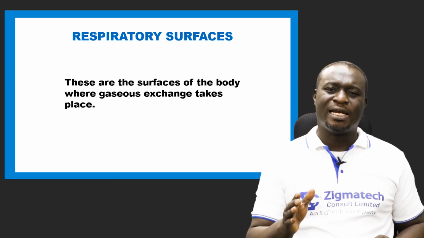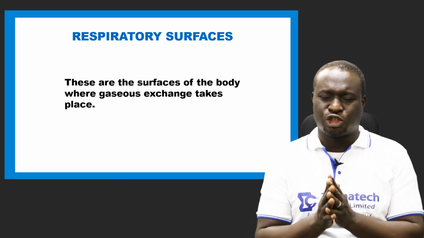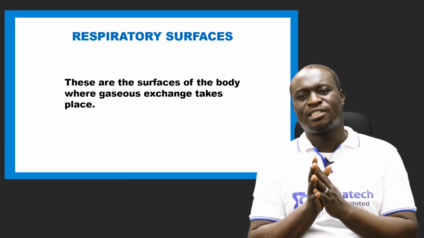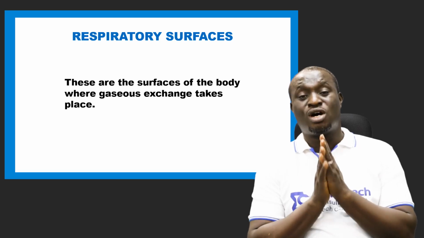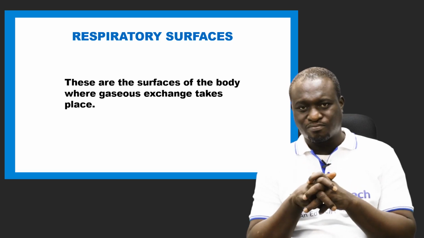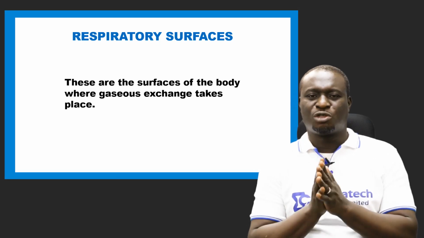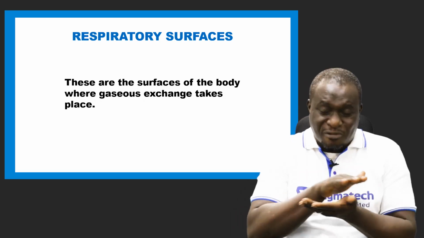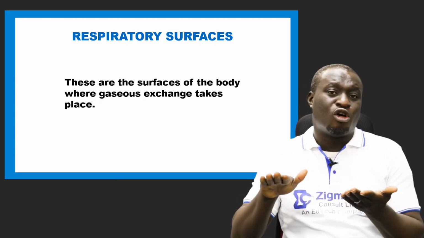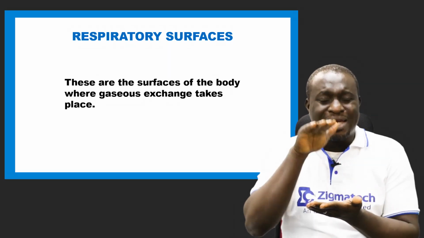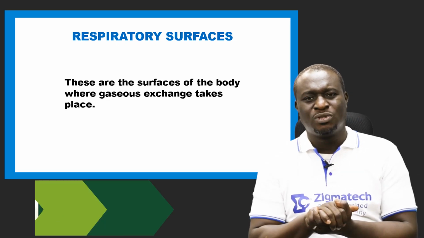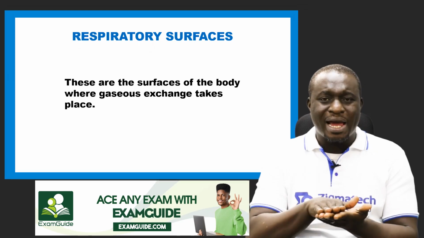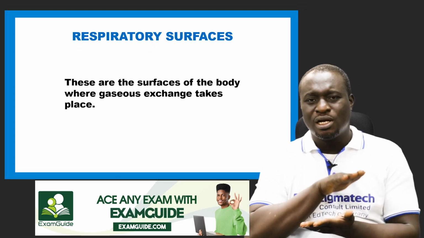Now, another important factor or condition that is necessary for respiration to take place is a respiratory surface. There must be a respiratory surface. A respiratory surface is the surface of the body, mostly of the organ, where gaseous exchange takes place. I repeat, it is the surface of the body or organ where gaseous exchange takes place.